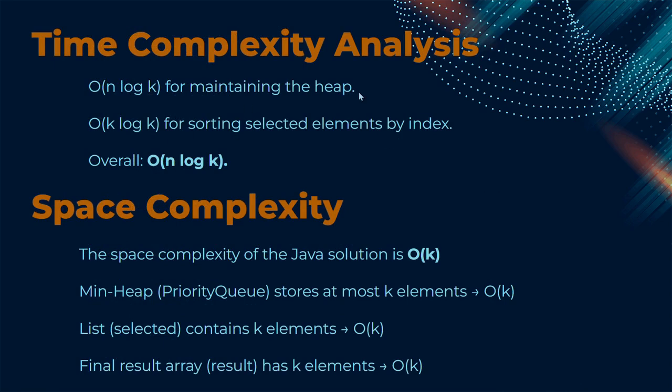When it comes to the complexity analysis, for maintaining the heap, it is generally n log k, and we are doing a sort because in order to maintain the relative order of the subsequence, sorting the elements by index is needed. So the overall time complexity is going to be n log k. When it comes to the space complexity, we are maintaining a min heap of length k, and the intermediate list selected and the final list result all occupy space k. So it can be generally stated as O of k.